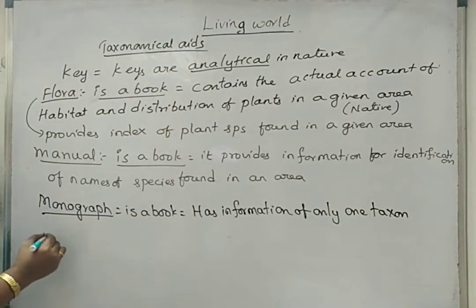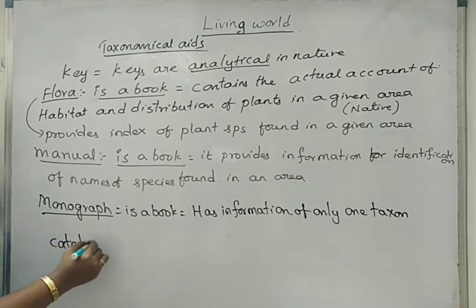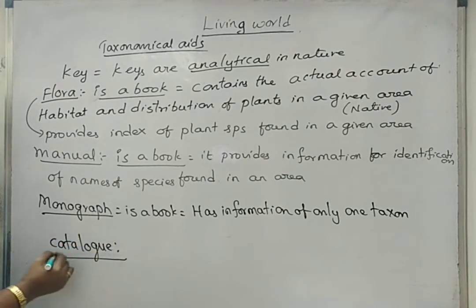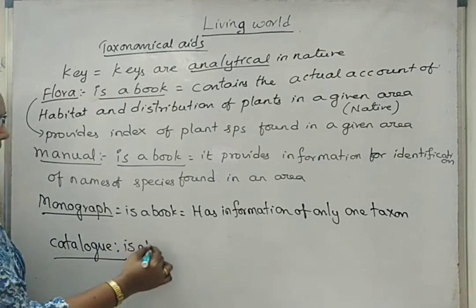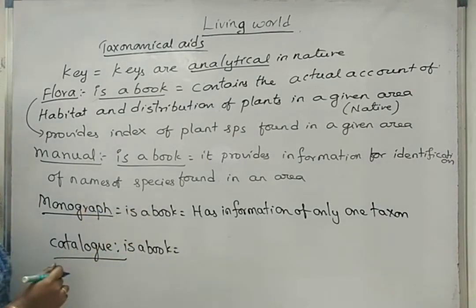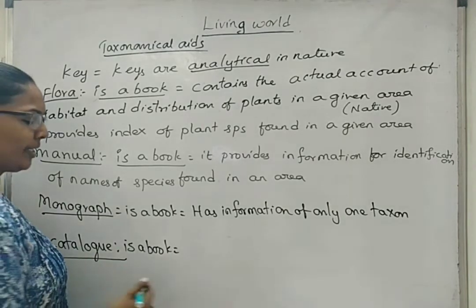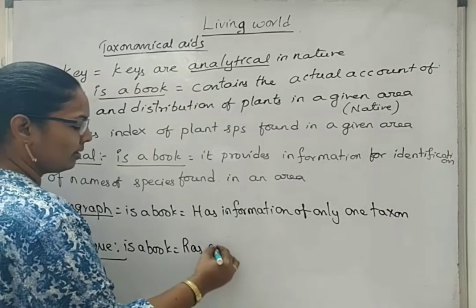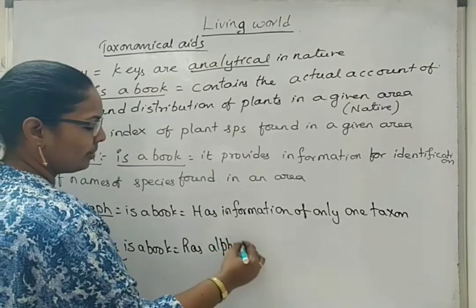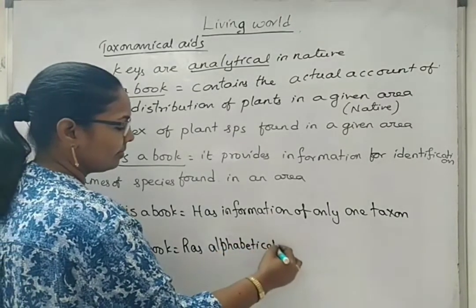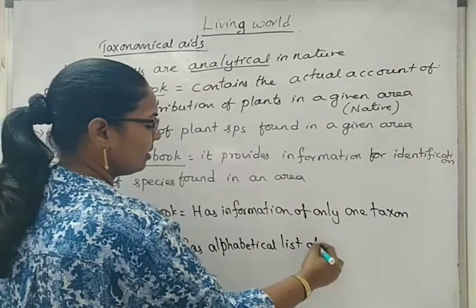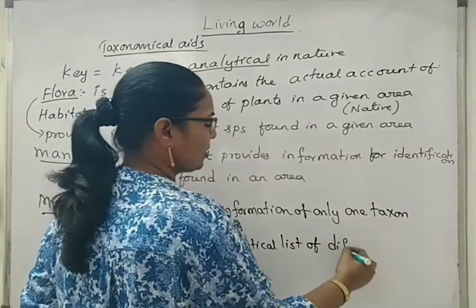Another taxonomical aid is catalog. Catalog is a book again, but it has an alphabetical arrangement, an alphabetical list of different species.